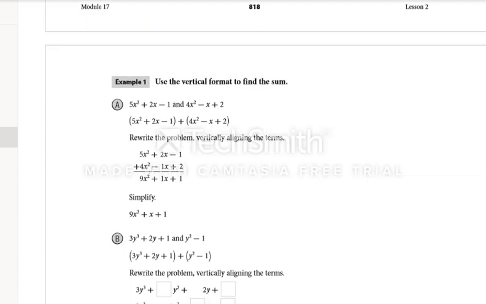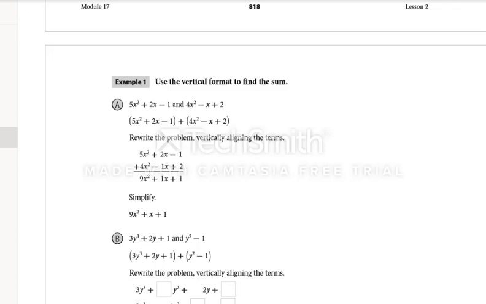Alright, so example 1. We have two polynomials that we are adding together. We are going to write them in a vertical format and then add them together to find the sum. Make sure they are in standard form. If you remember back from Friday, that is writing them in order of the highest order exponents to the lowest. So 5x squared plus 2x minus 1, it will go in that order.